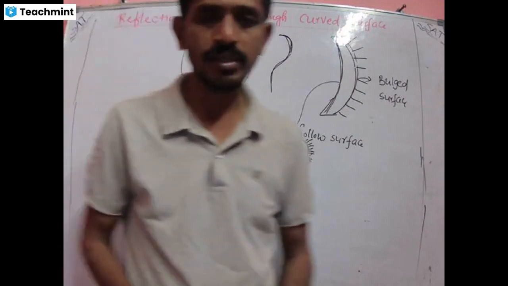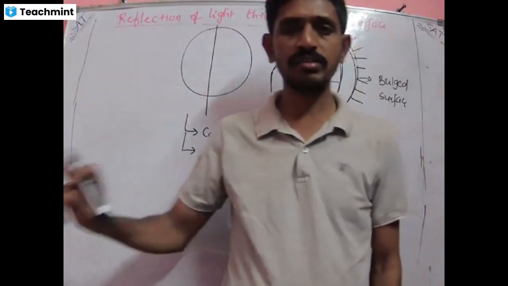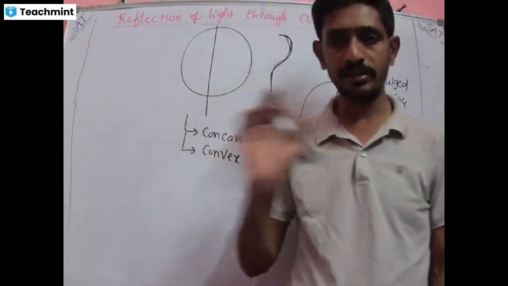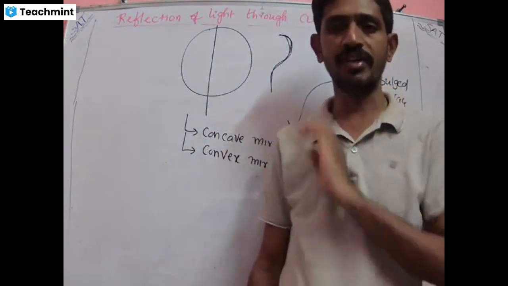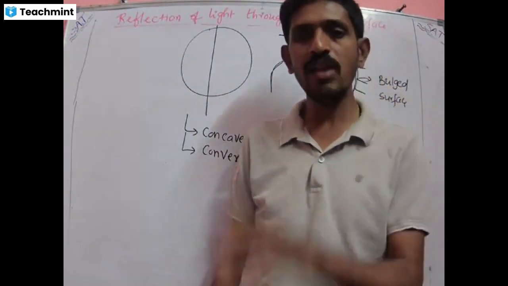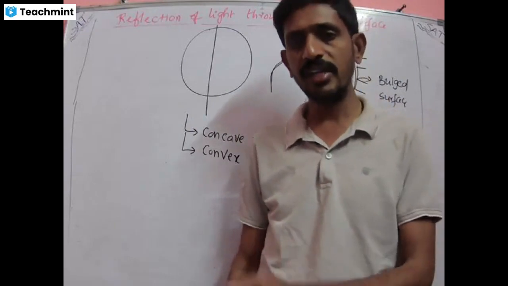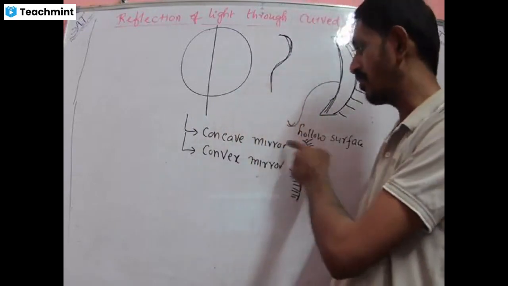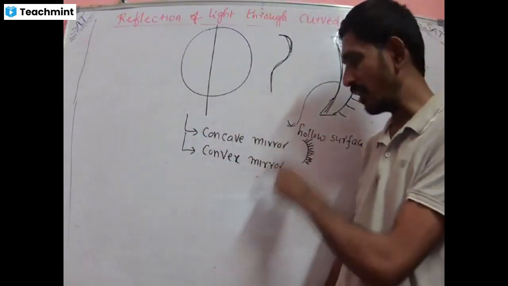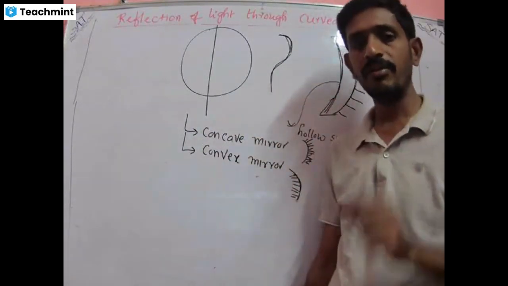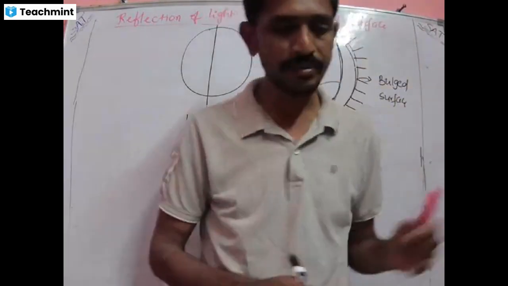In the board examination, they may ask questions: define convex mirror, define concave mirror. Simply, if the reflecting surface is a concave surface, meaning a hollow surface, that type of mirror is the concave mirror. If the reflecting surface is a convex surface, that type of mirror is called a convex mirror. So these are the types of mirrors.